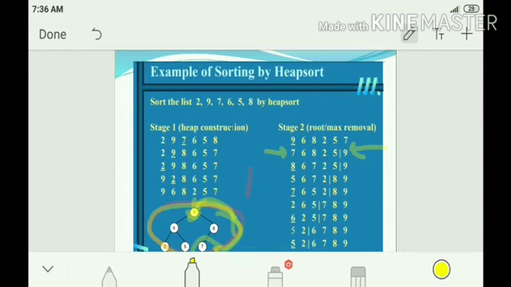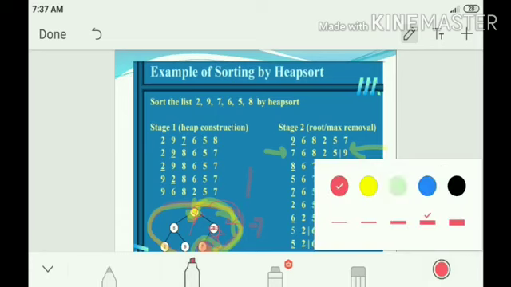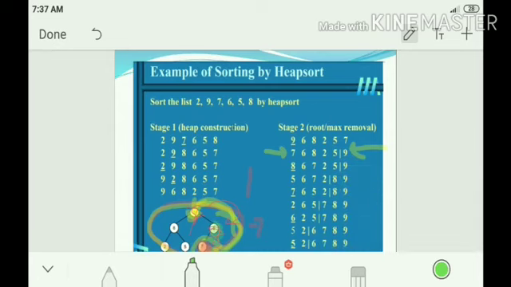So now this node has already been deleted, and 7 is at this location and 8 is at the root of the tree. So now what we do is we again push the largest element to the leaf. So 8 comes here and 7 becomes the root. So this leaf node is also deleted. So 8 also now enters into the sorted subarray.